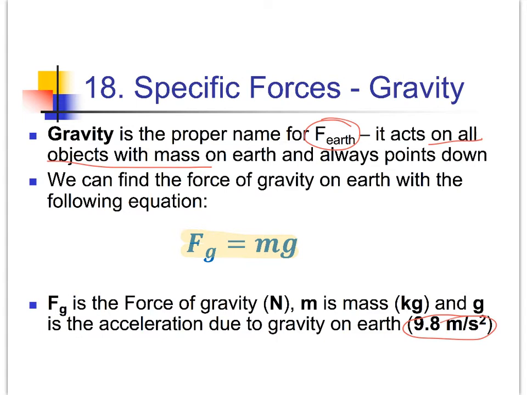But g itself, that quantity, is a positive 9.8 meters per second squared. The reason why I tell you this is I want to make sure that you don't double count that sign and say the force is negative and also say that g is negative, and then you're really accounting for the fact that it's going down twice. G itself is a positive number.